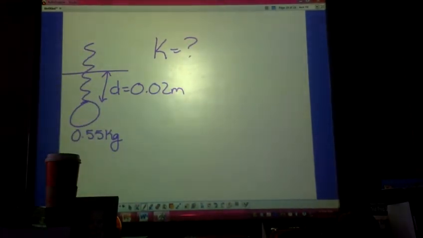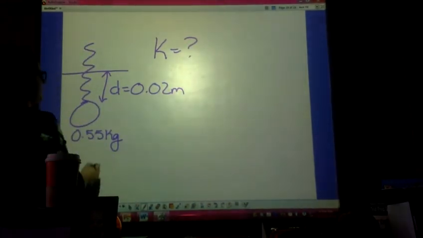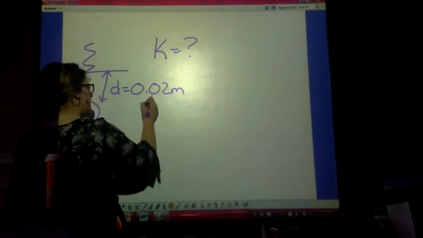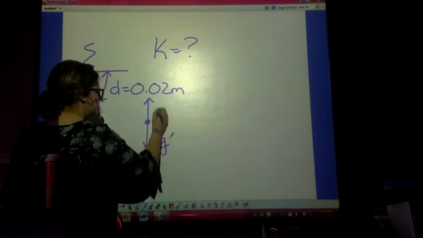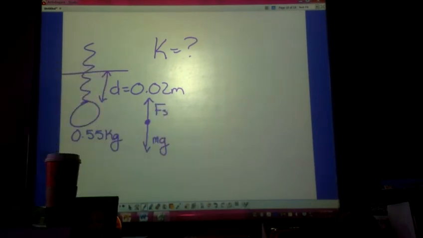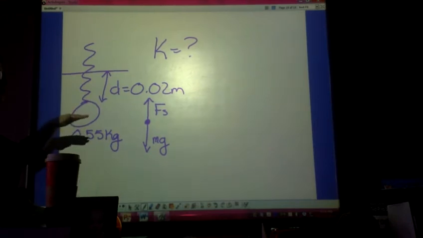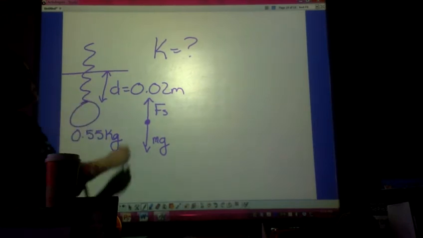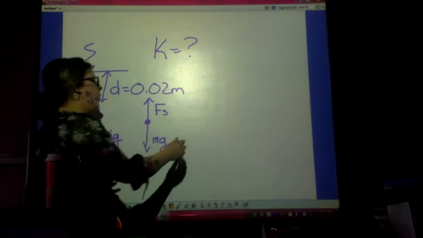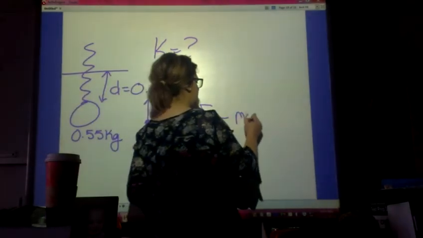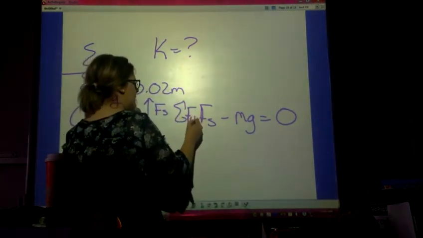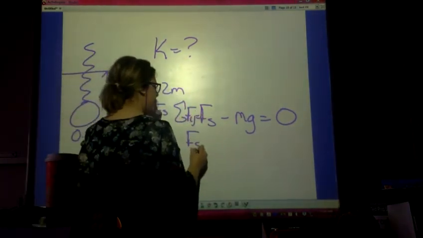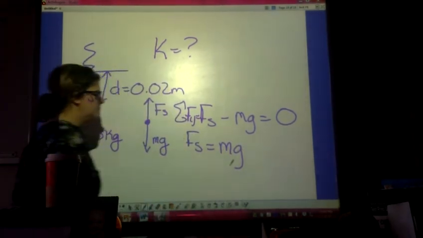Okay, so the free body diagram tells me that I have the spring force acting up, weight force acting down. So here's mg, here's the spring force. If that mass is now at rest, it has stretched the spring, the mass is just sitting there, these two then have to be equal. So F_s minus mg equals 0, because that would be the sum of the forces in the y. So that means F_s equals mg.